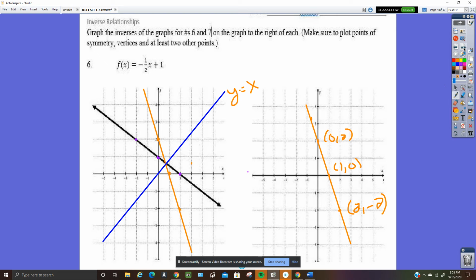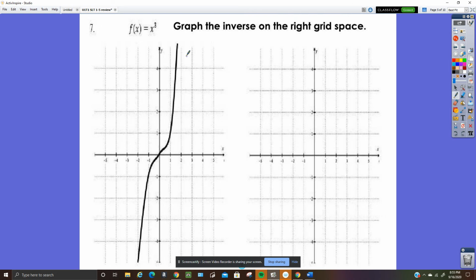All right, and the inverse of this, we're going to talk about the inverse of this graph a little bit more. So (0, 0) would remain (0, 0), and (1, 1) would remain (1, 1), and (-1, -1) would still be (-1, -1).